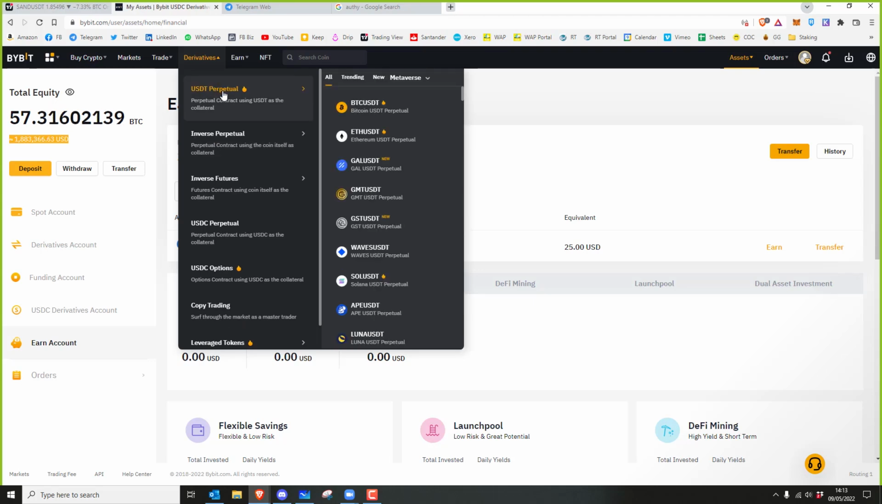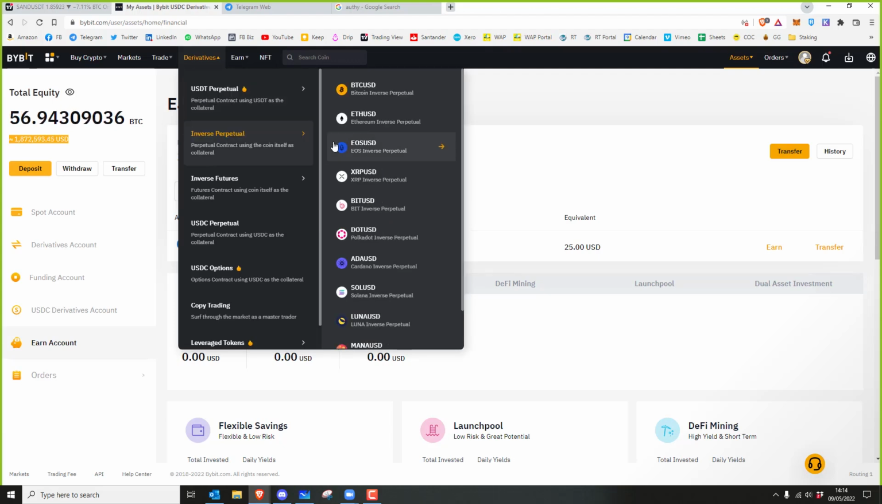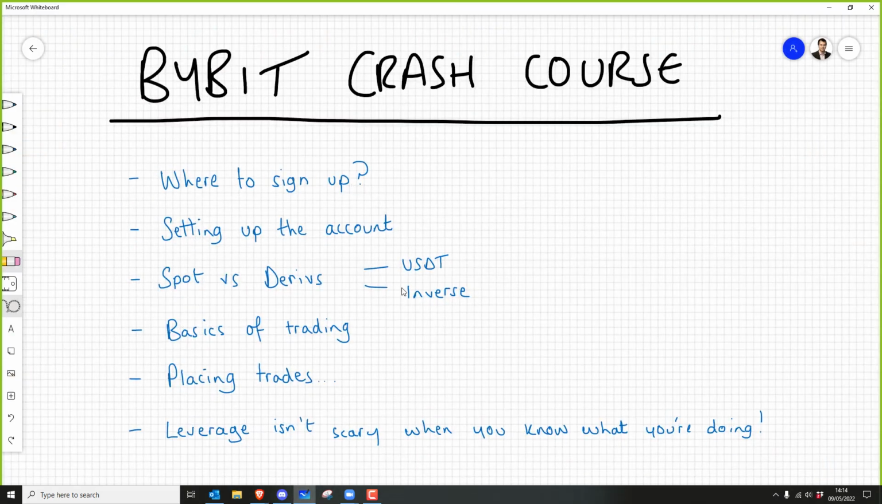Now the word perpetual means that you can place a trade and let it run indefinitely. Whereas when you're placing options and futures, there are expiry dates where you have to close or exercise, basically your trade will close, in a nutshell. So perpetual is what we're playing with. So we're going to focus on USDT Perpetual to begin with, and then later on I'll come back round to Inverse. If I've forgotten, please remind me.